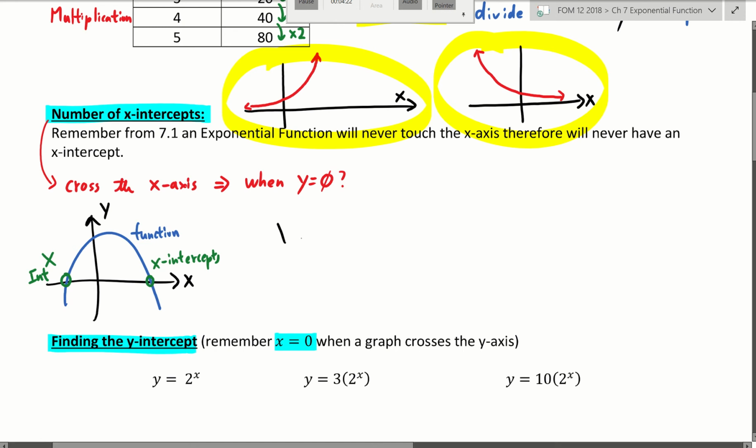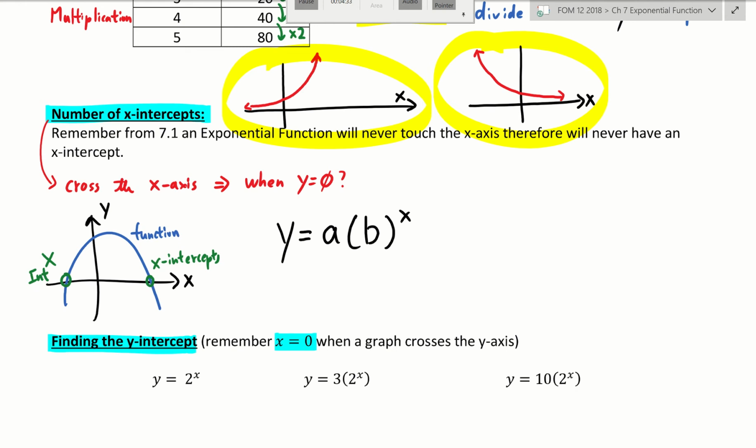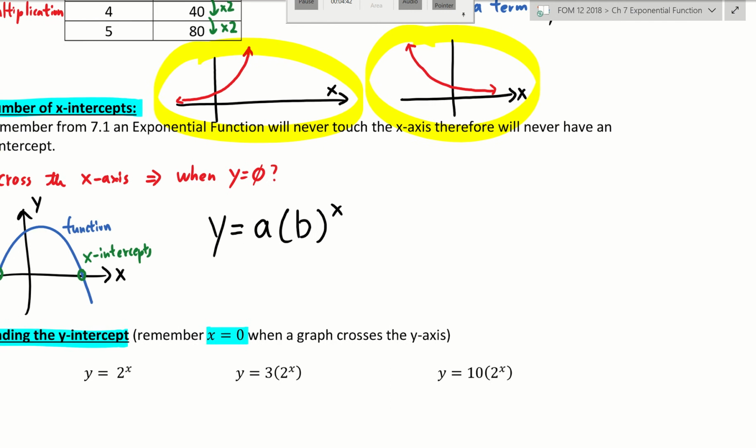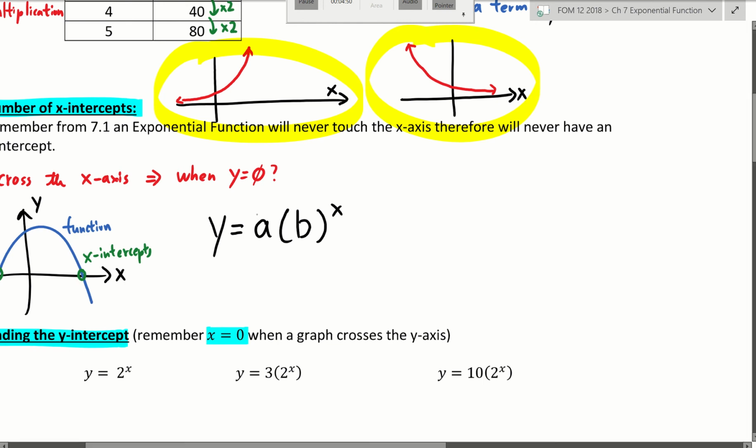Now, an exponential function usually looks like this form: some number times some number to the power of x. In this situation, the y value can never be 0. Why can the y value never be 0? Because it doesn't matter what a and b are, and it doesn't matter what x is. You can never make this thing equal to 0.